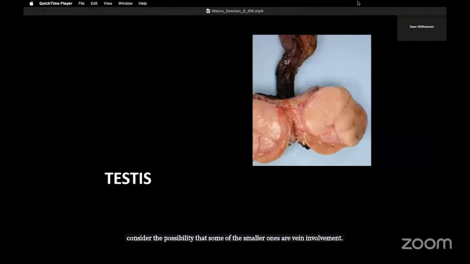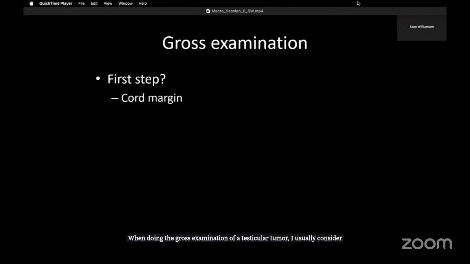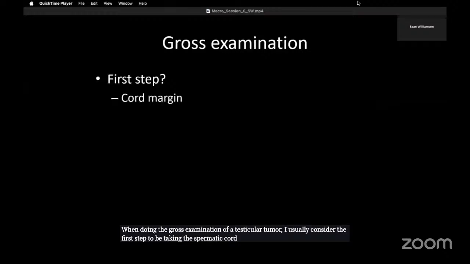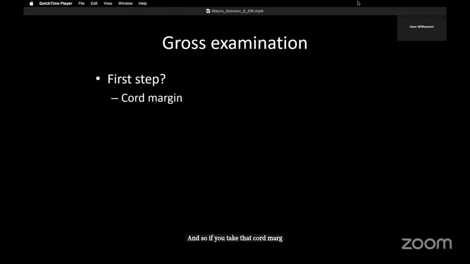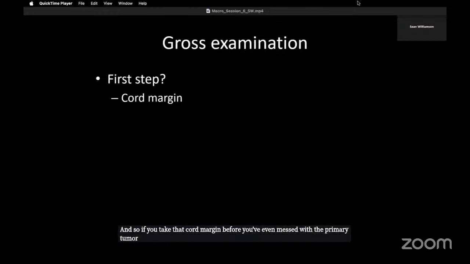And then moving on to the second part, testis. When doing the gross examination of a testicular tumor, I usually consider the first step to be taking the spermatic cord margin. The significance of that is that testicular tumors, especially germ cell tumors, are very friable. And so it's very easy for tumor cells to be spread all over the place, including within lymphovascular spaces. If you take that cord margin before you've even messed with the primary tumor, then there is less likelihood that the cord margin will have contamination of cut tumor cells all over it.